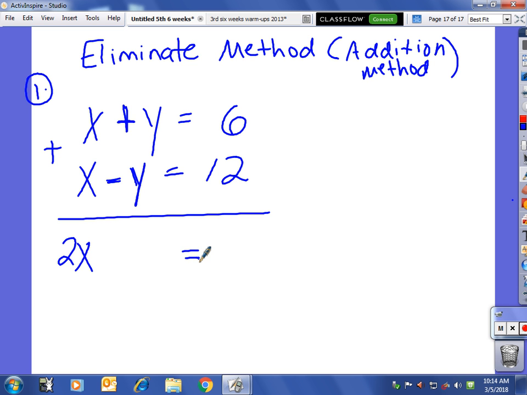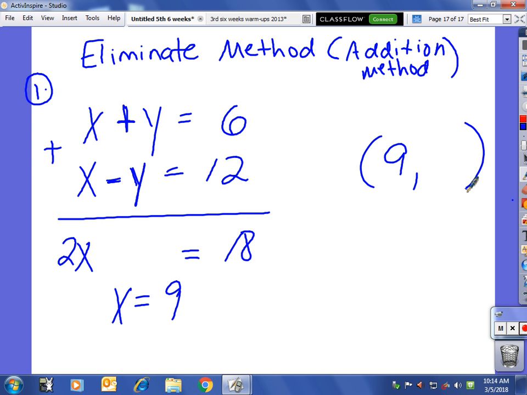2x equals 18. What does x equal? 9. Am I done? That's not a point. That's part of a point. That's the x value of the point. We still need the y value. So I am halfway done. I know that the x value where these two lines cross is a 9. Now I got to find the y value.